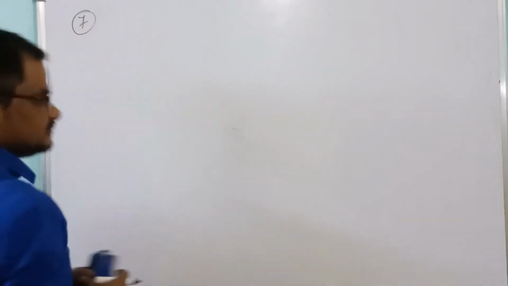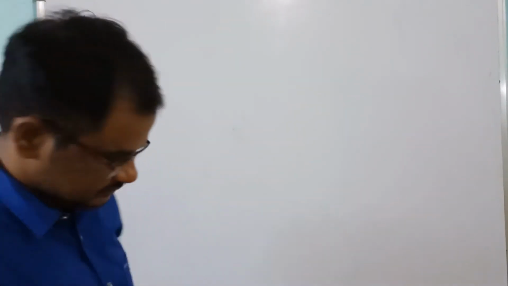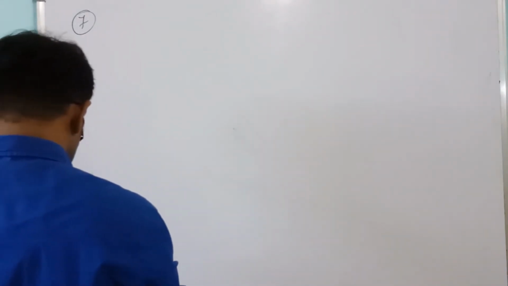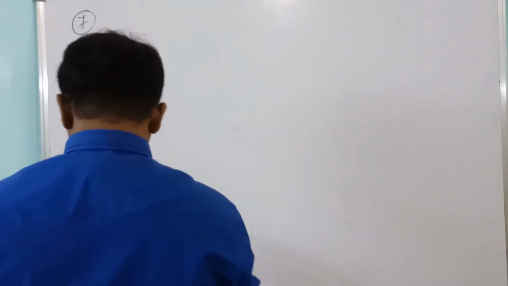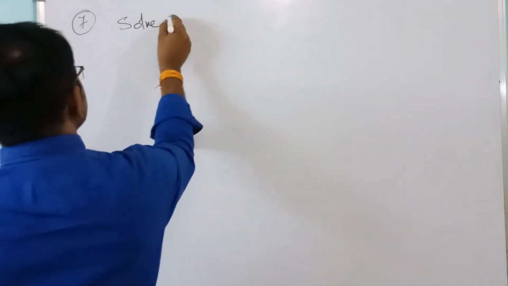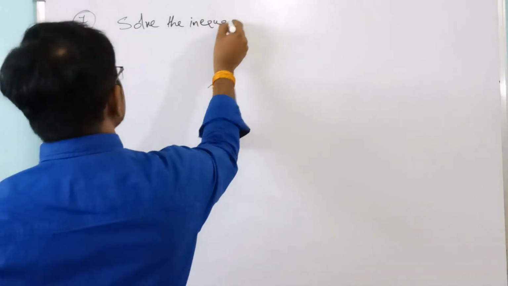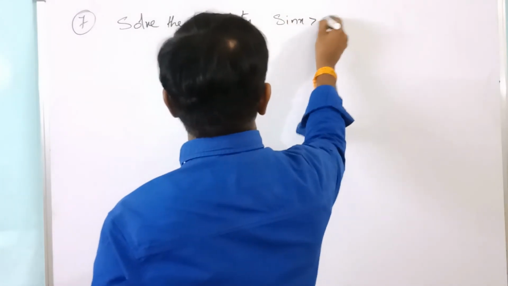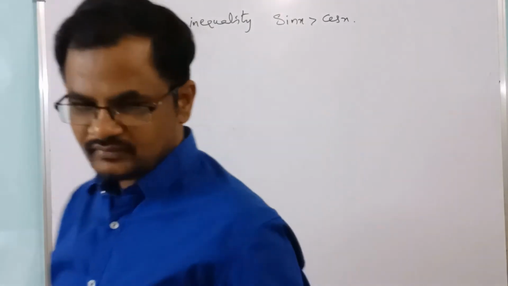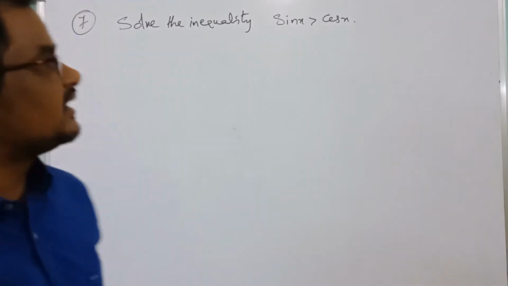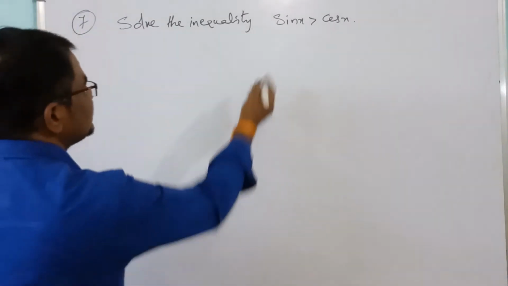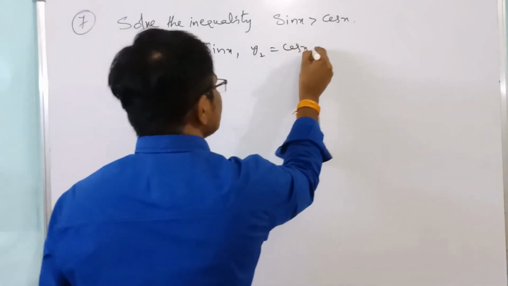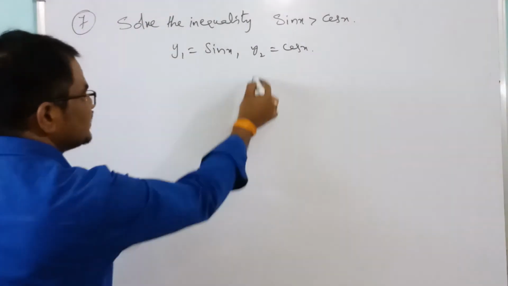Next one, take the next problem. Solve the inequality sin x greater than cos x. Once you see sin x greater than cos x, this is also an important one. Here y1 equal to sin x and y2 equal to cos x. Both graphs we have to take.